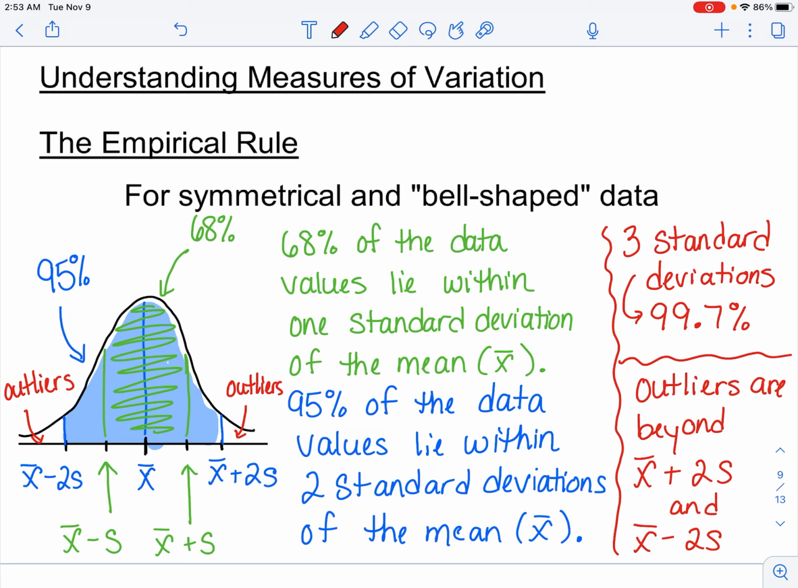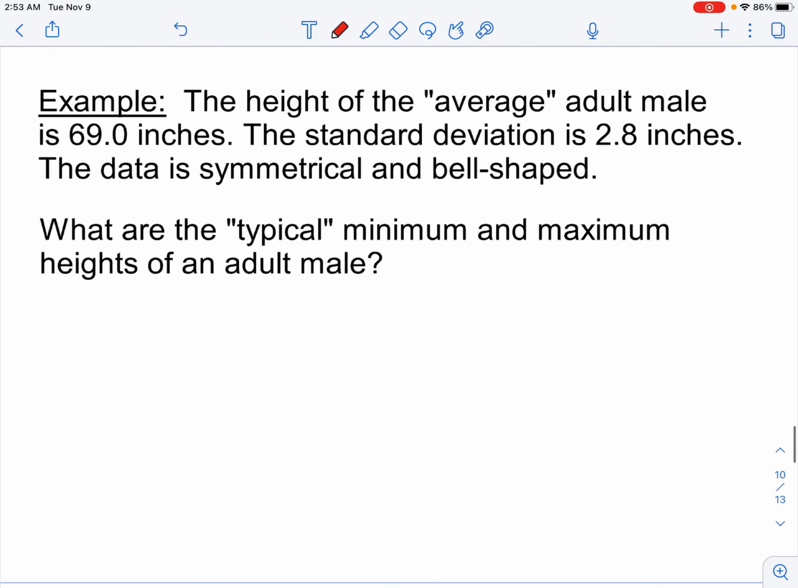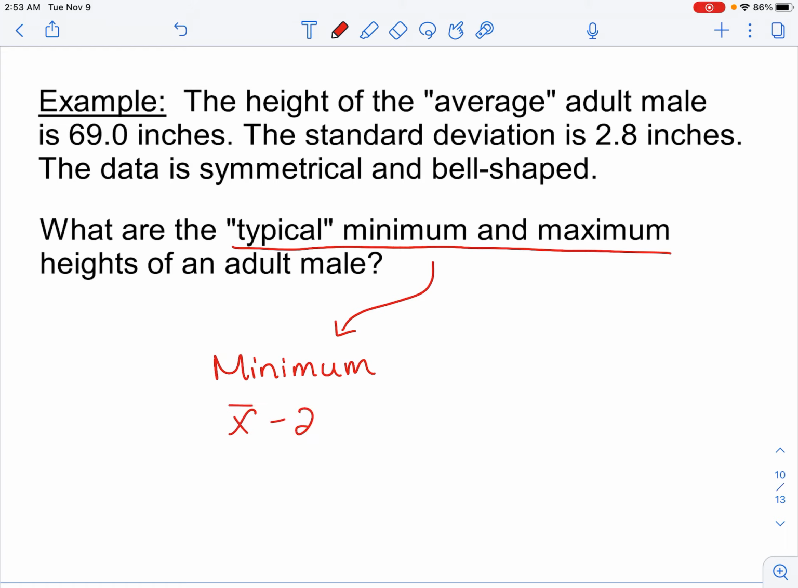Let's give this a little bit more context with a specific example. So let's take a look at the average, emphasis on average, adult male, and that is 69.0 inches, or 5'9". The standard deviation is 2.8 inches. The data is symmetrical and bell-shaped, so we can figure out what are called the typical minimum and maximum value. So typical minimum, separate from the actual minimum, is X bar minus 2s.